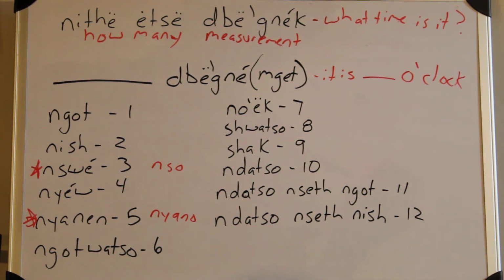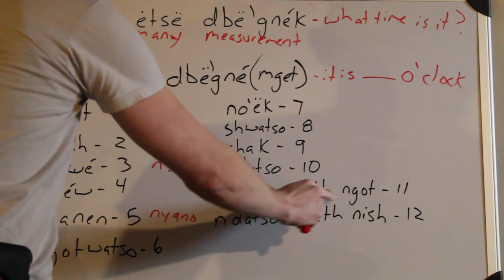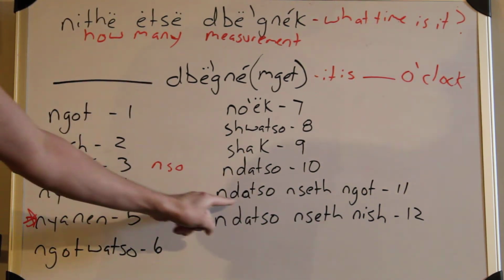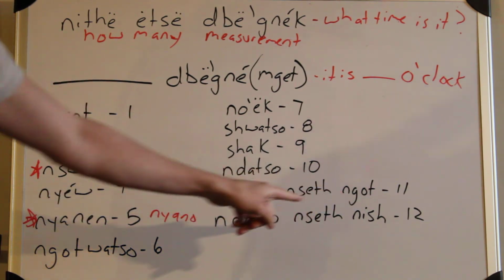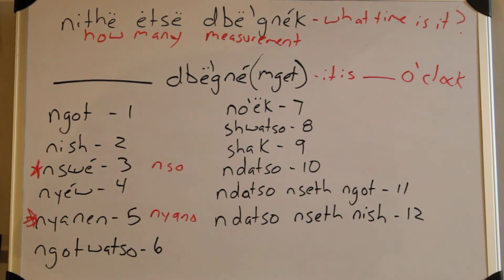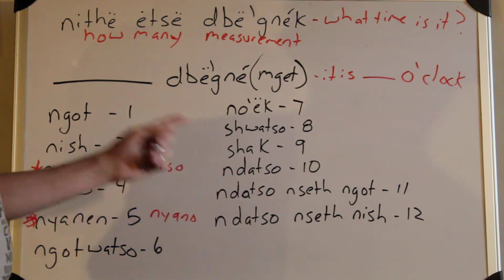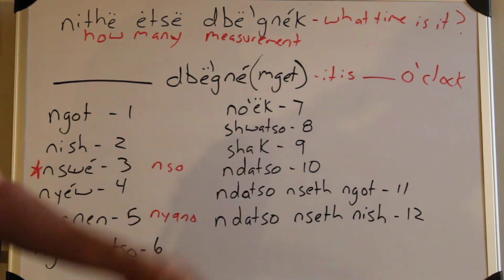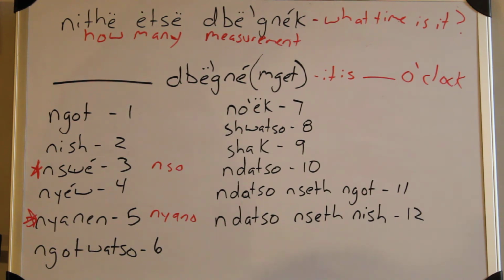Now when you get into 11, our word for 11 literally means 10 and 1. So you have datso and you have go. Datso and sich and go. 11. Now if you want to say it is 11 o'clock, datso and sich and go debuganak.